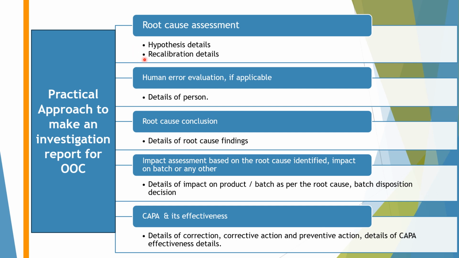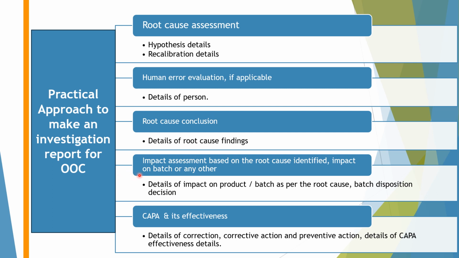And next is recalibration. So after identification of the root cause you need to perform the recalibration, right? Next is human error evaluation, that is, if applicable. If there is analyst error, then you need to evaluate what error the analyst has made which led to the out of calibration result, and the details of the analyst, right? Next is root cause conclusion. So here, based on the detailed investigation, you need to elaborate the root cause details, right? It may be the analyst error or instrument related error, right?